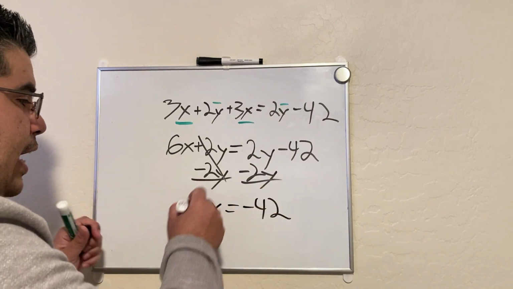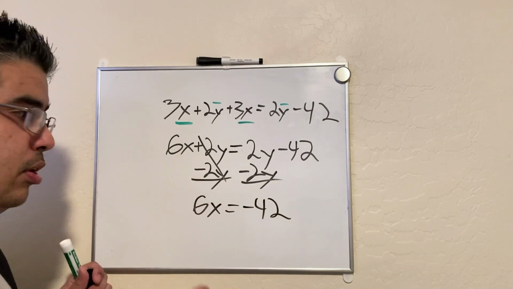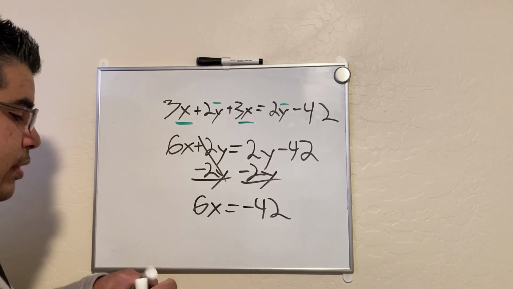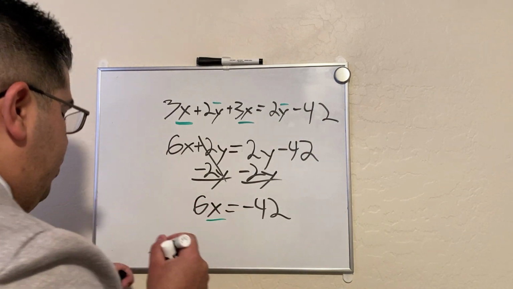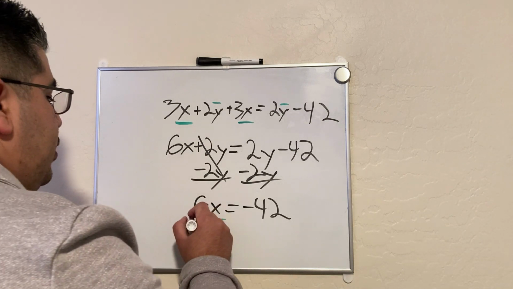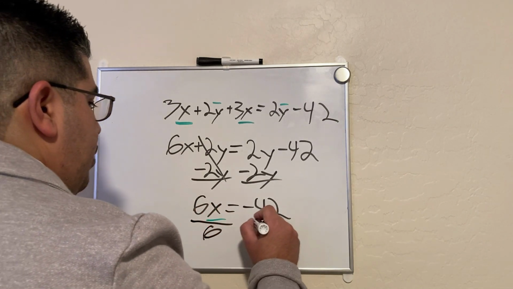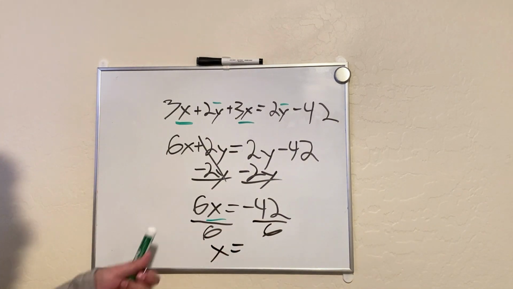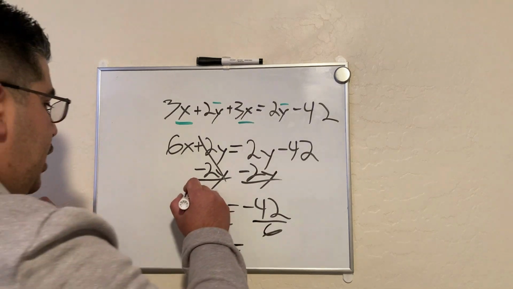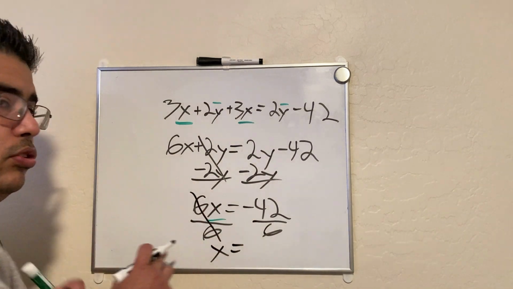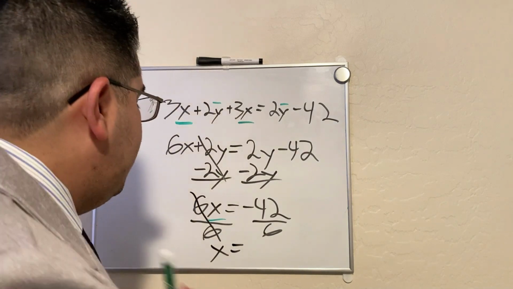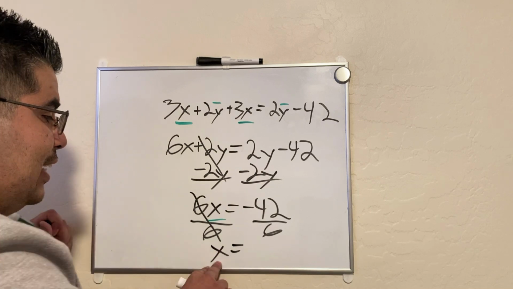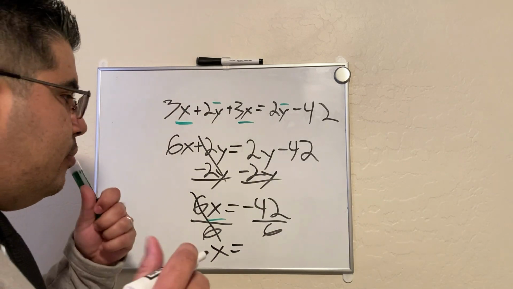So now we're almost done. We got 6x equals negative 42, but we want x by itself. So we have to divide by 6 on both sides. Then we have x is equal to 6 over 6, which is 1. So that cancels, and we're left with just 1x, also known as just x. We usually don't write the 1 because we don't need it. If there's an x there, automatically there's a 1 there.